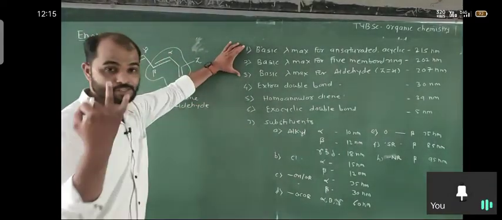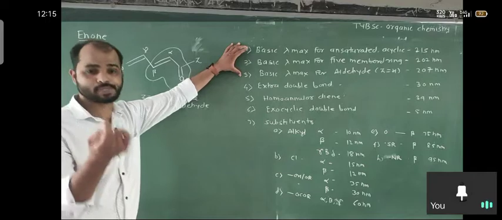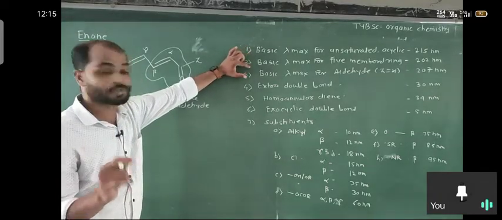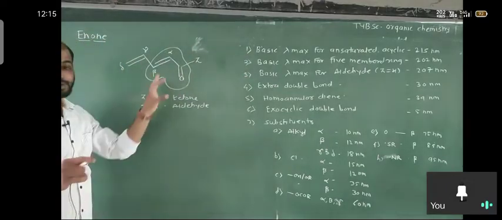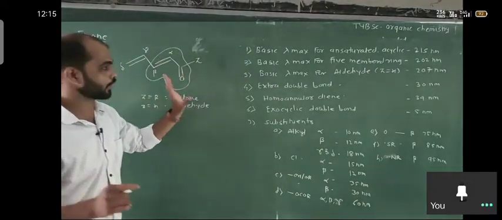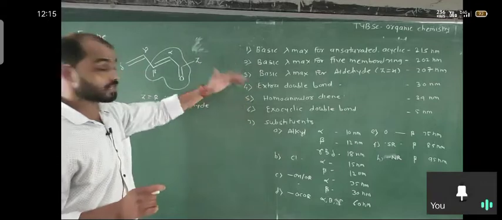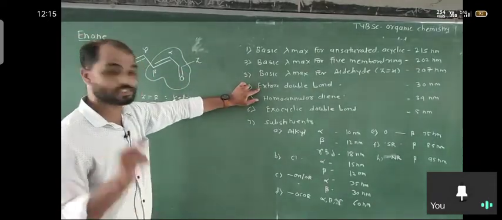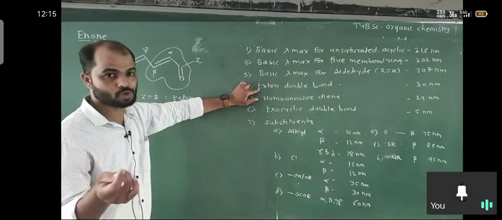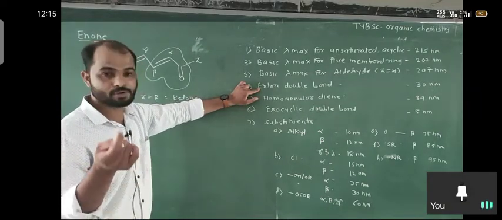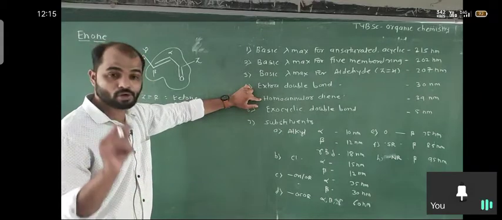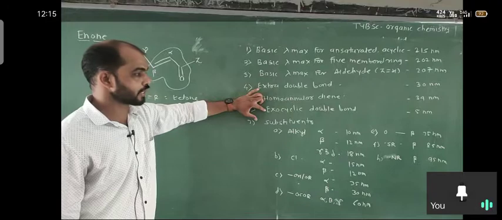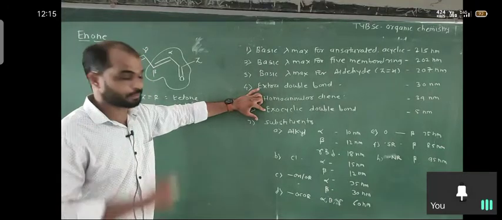So here three basic values are given, but in a diene only one basic value is given. But here three basic values given. You have to choose one of the basic values depending on what type of compound is given to you. Okay. So you will understand when we actually solve the problems. Next is extra double bond in conjugation. You already know about it. For that the value is 30 nanometer. Homoannular diene, the value is 39 nanometer. Exocyclic double bond, the value is 5 nanometer.